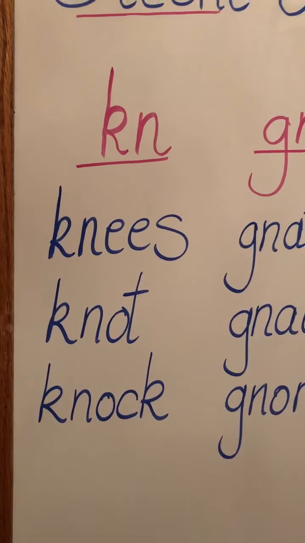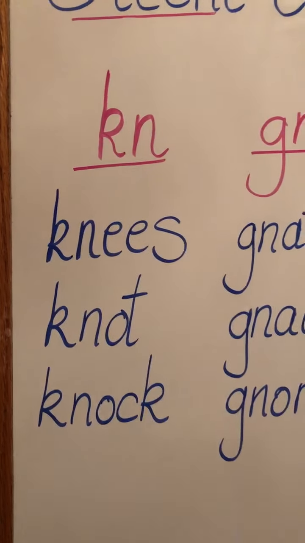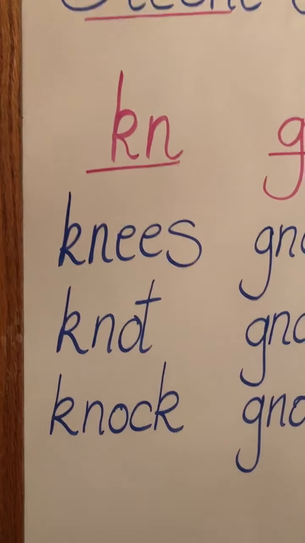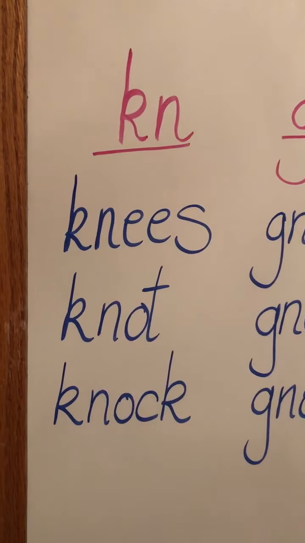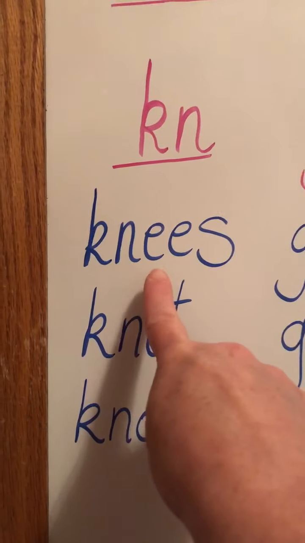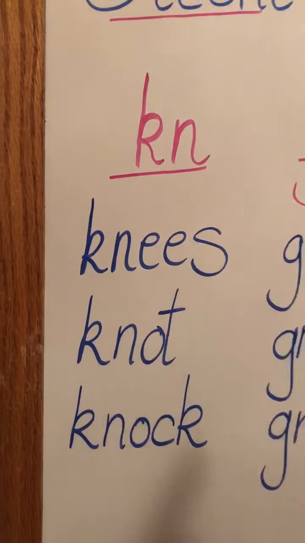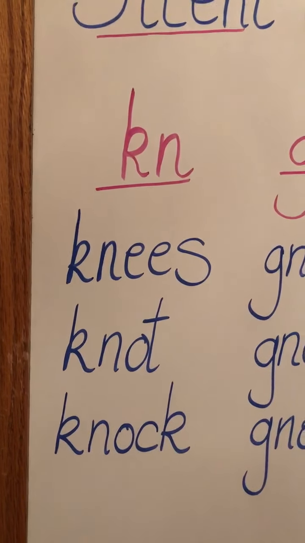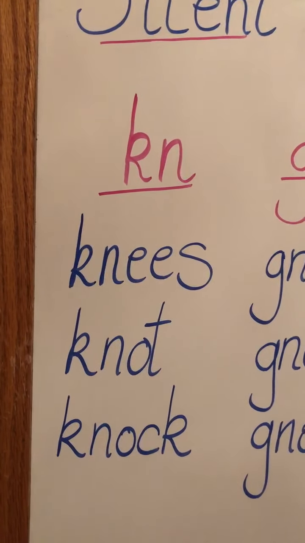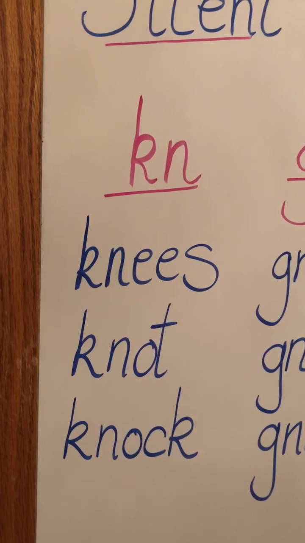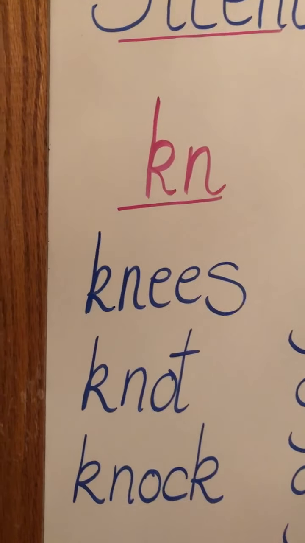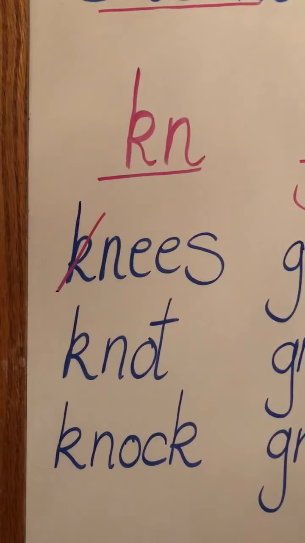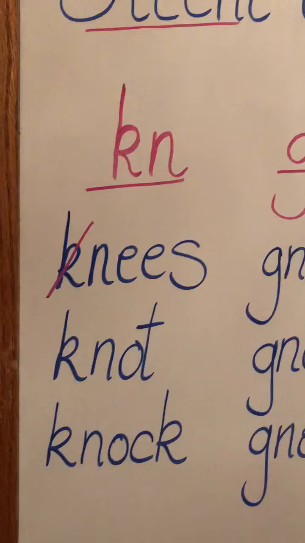Okay, which of these letters, K or N, which of them do you think is going to be silent in this word? This word here is knees, like the knees on your leg. What letter do you not hear in the word knees? You're right, you do not hear the K. The K is the silent consonant. You only hear the N, knees.